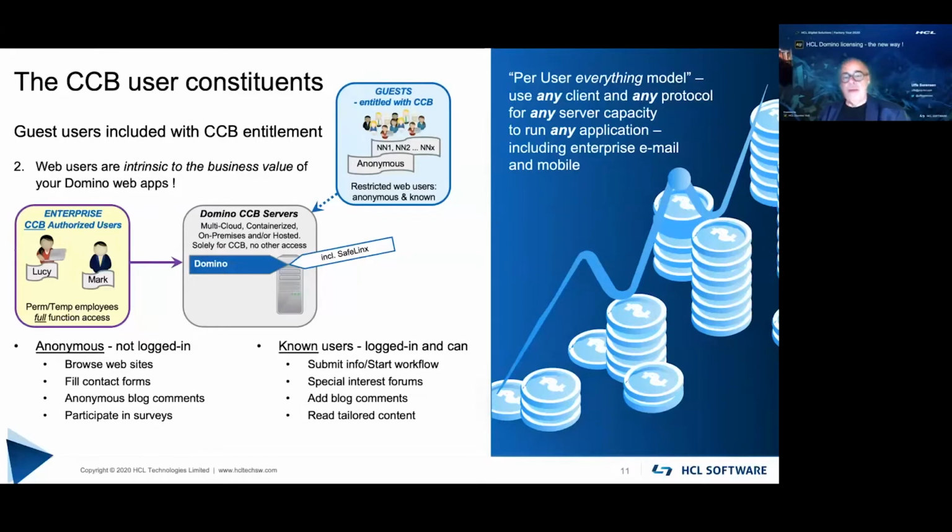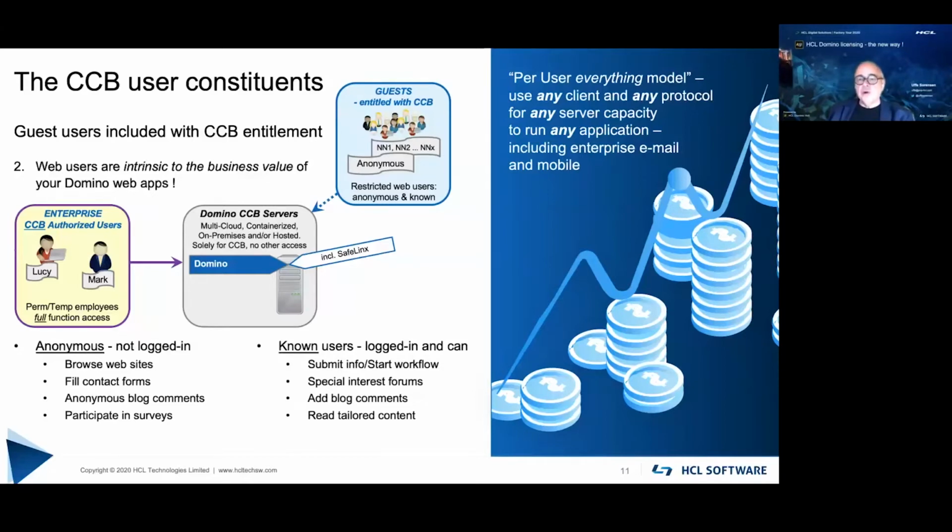We also allow people to create a known setup for themselves. So if you need to reach people to have a higher engagement with some of your external constituents, they are allowed to become known users, and a known user can log in and can do simple things like start a workflow, can participate in special interest forums. You can provide tailored content to known users, and they can add blog contents. So a lot of simple actions on the web are permissible for your web users, all included with the CCP license. But there are more users out there that you want to engage more tightly with.